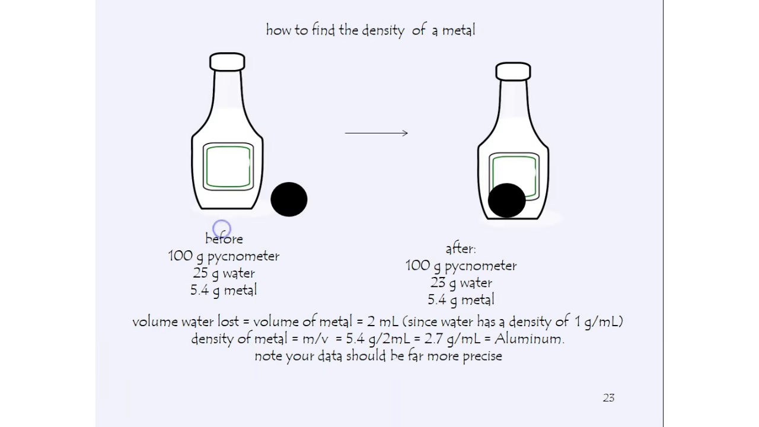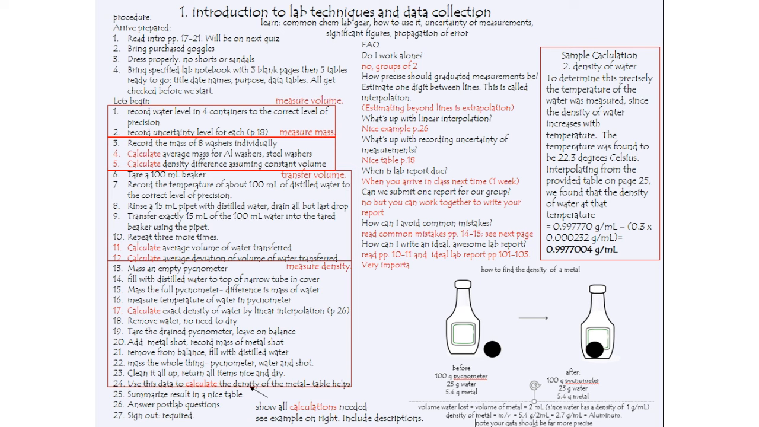Transfer exactly 15 mils of this 15 mil graduated pipette. You'll see that it has a graduation, and one graduation only, that indicates exactly 15 mils. The bottom of the meniscus should line up perfectly with that line. Transfer it into that tared beaker using the pipette. Since water has a density of just about exactly 1 gram per mil, we can measure the mass of the water and figure out the volume. So let's see what it asks for.